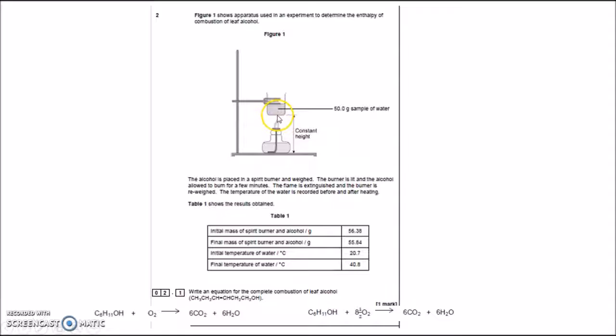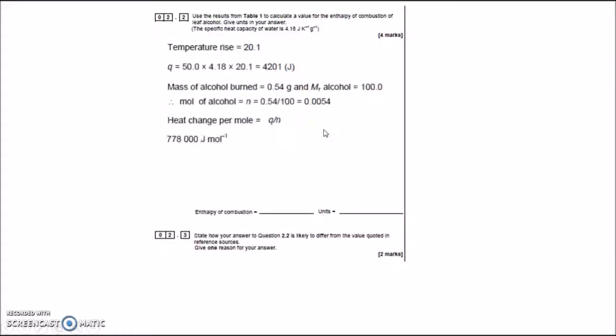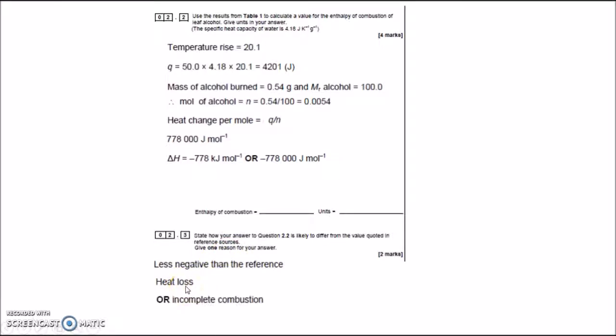And I'll actually heat up the beaker as well. So the beaker will get hot and the water may not. So all of those are possible answers, although your main answer is going to be heat loss. Heat loss is going to be your main reason, although other answers are possible as well: incomplete combustion or heat transfer to the beaker and not the water.